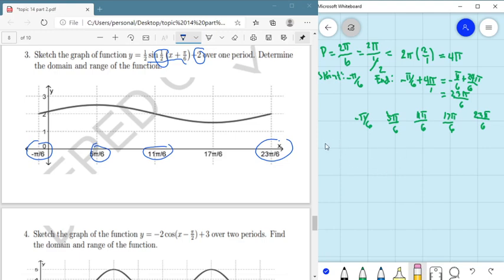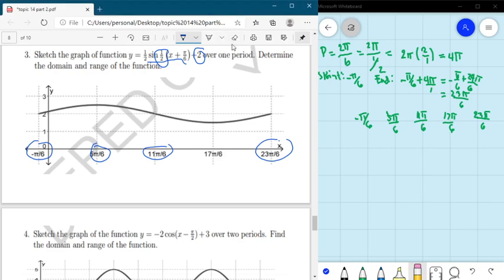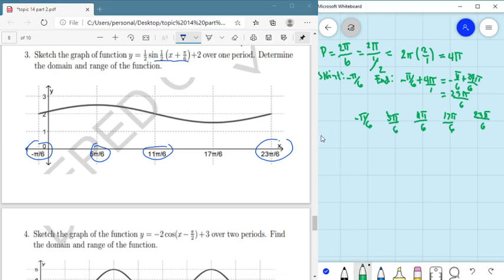Okay. So first, we will take it step by step. First, we take this equation, which is sine of 1/2 times x plus pi over 6. Next, times 1/2, then plus 2.